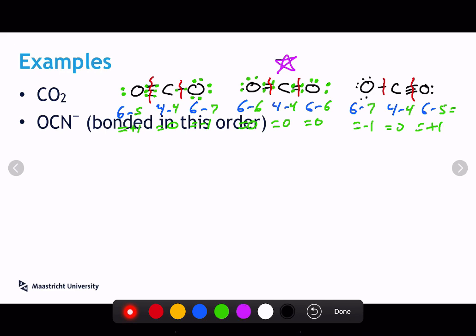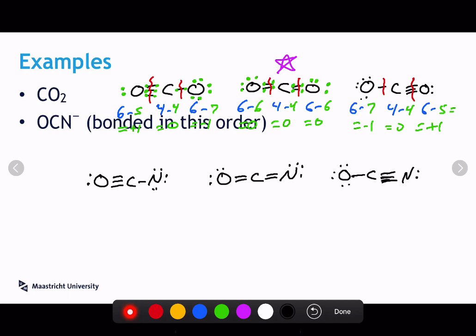Our next example is for OCN minus, and those atoms are bonded in that order. You can do the dot structures on your own and see that there are some different options. But we get to a situation very similar to carbon dioxide. We can have the oxygen triple bonded to the carbon, single bonded to the nitrogen. We can have the oxygen double bonded to the carbon, double bonded to the nitrogen. Or we can have the oxygen single bonded to the carbon, which is triple bonded to the nitrogen.